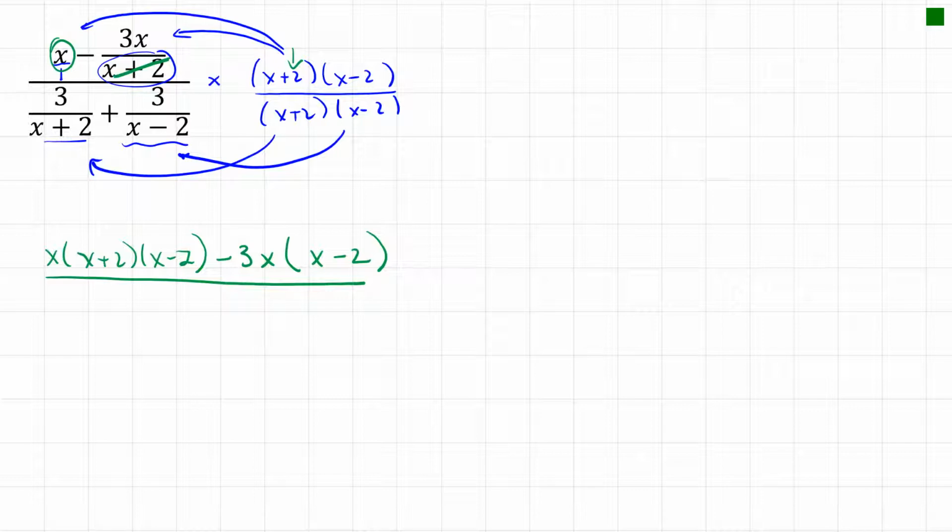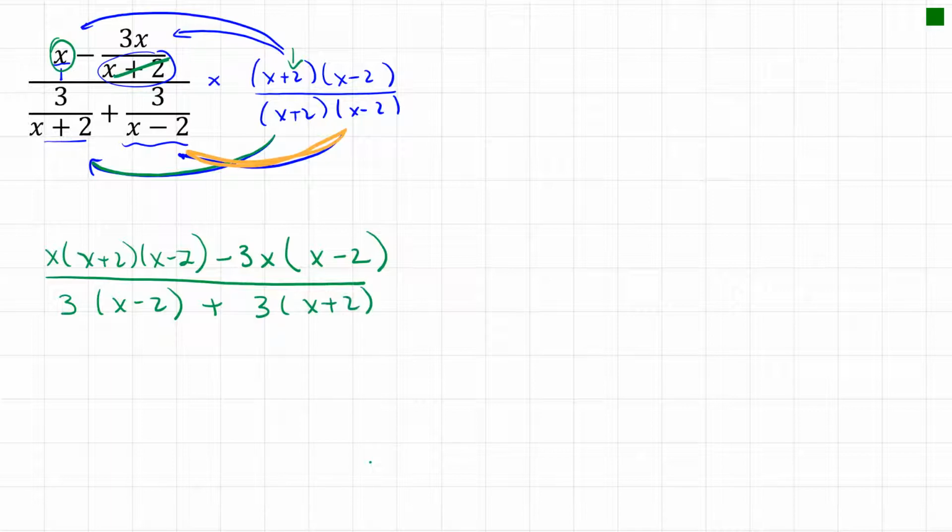In the denominator, when I multiply these two together, the x plus 2's cancel, and I end up with 3 times x minus 2 plus, I'm doing it the second time here, maybe in orange, these two multiplied together. Again, the x minus 2's cancel, and I'm left with a 3 and an x plus 2.